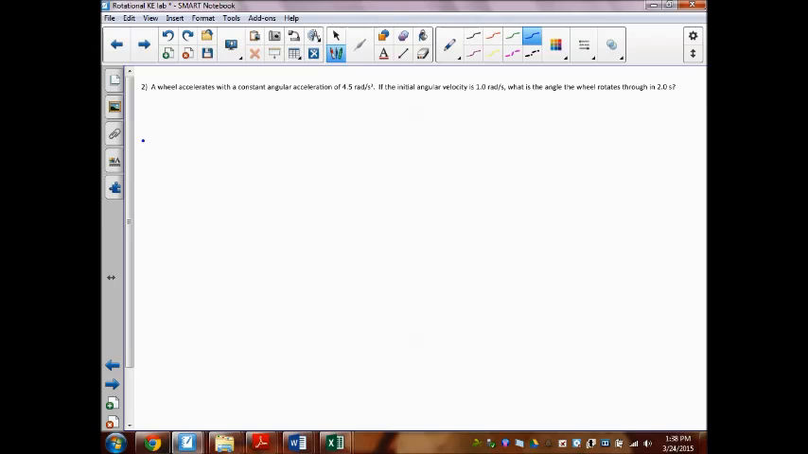All right, question number 2 says a wheel accelerates at a constant angular acceleration of 4.5 radians per second squared. If the angular velocity is 1 radian per second, what is the angle the wheel rotates through in 2 seconds?